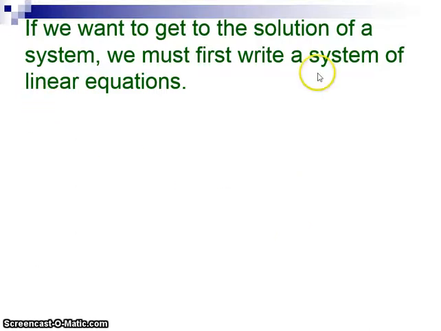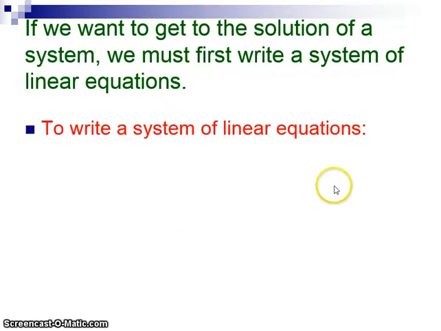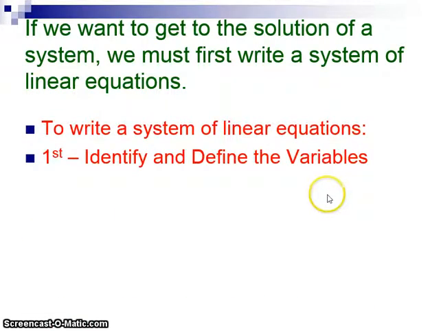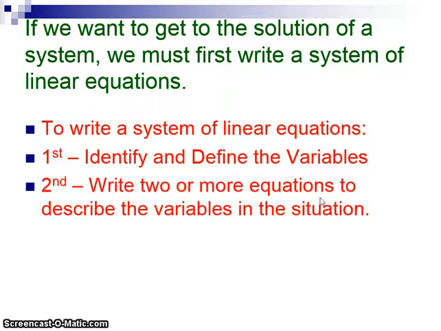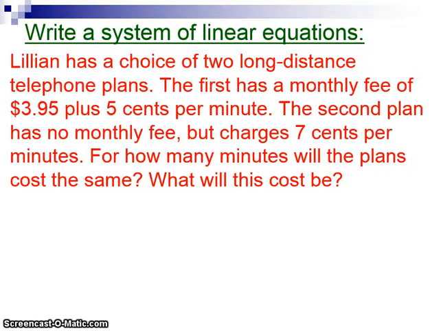So if we want to get to a solution like the solutions that we just talked about, we must first write a system of linear equations. To write a system of linear equations, there's 2 steps. First, identify and define your variables, and second, write 2 or more equations to describe the variables in the situation. So let's look at an example.